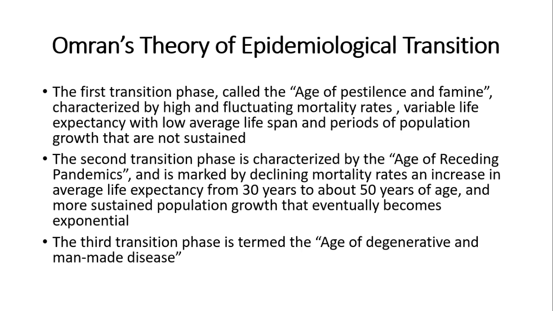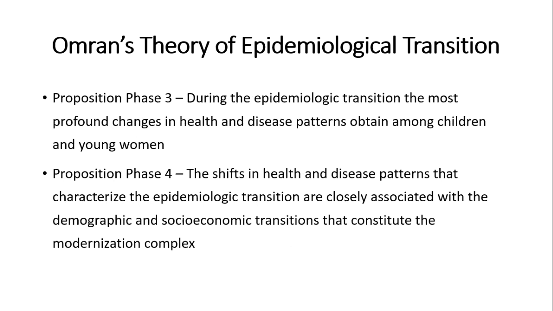The third transition phase is the age of degenerative and man-made diseases. So degenerative changes, as I said, are debilitating and geriatric problems, and man-made diseases are because of lifestyle changes. The third proposition: during that epidemiological transition, the most profound change we have seen in health and disease patterns is among children and women. So you will see most of the health conditions where children and women are more affected.